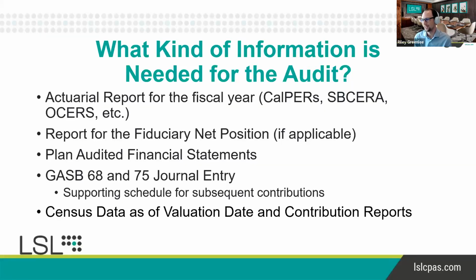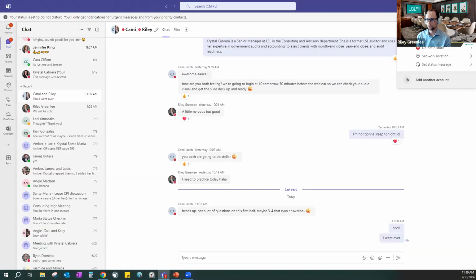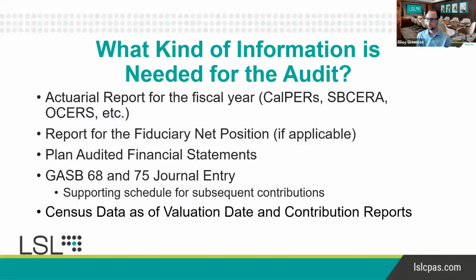All right, so jumping into it. So what kind of items do your auditors ask for? Well, generally, if we're talking about a pension plan, an OPEB plan, if it's cost sharing, agent multiple employer, a lot of the requests are pretty much the same. There are some differences that pop up, especially between, say, a cost sharing plan and an agent plan, especially around some of the census data stuff, which we'll cover when we get there.